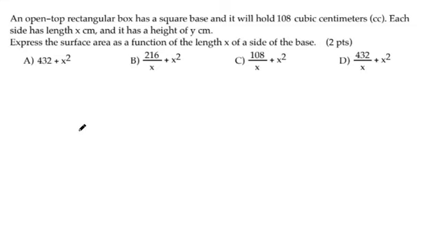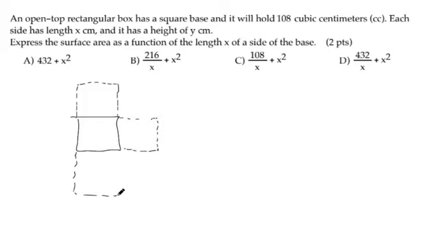So an open top rectangular box has a square base. So it's a square here, and then these are the sides that will fold up. It says rectangular, so the side flaps that fold together might be rectangular like this, but it's square when it's resting on a table.